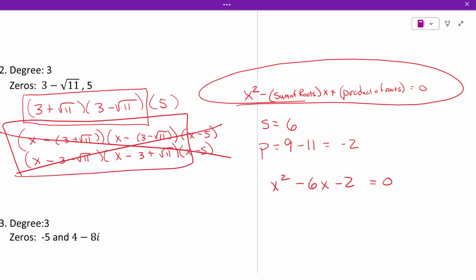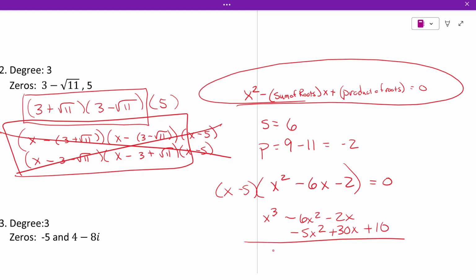But we're not done. We have 5 as a root, so I have to multiply x minus 5 times this. And this, you can't do sum and product of the roots once we're this far in. Then you just double distribute. Take x times all of them to be x cubed minus 6x squared minus 2x, and negative 5 times all of them, which is negative 5x squared plus 30x plus 10. And you get x cubed minus 11x squared plus 28x plus 10 equals 0.